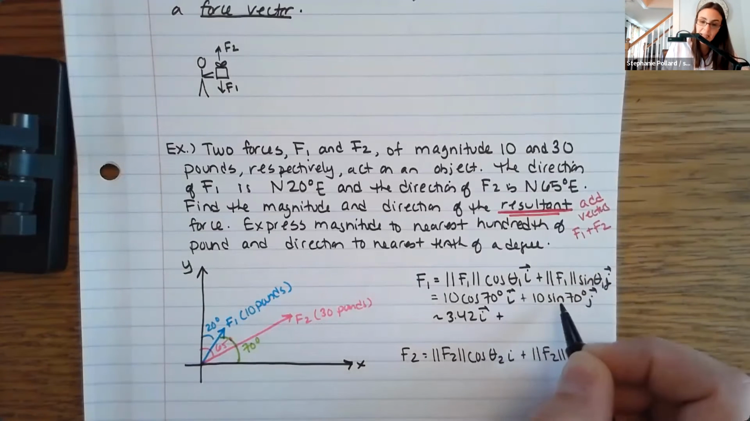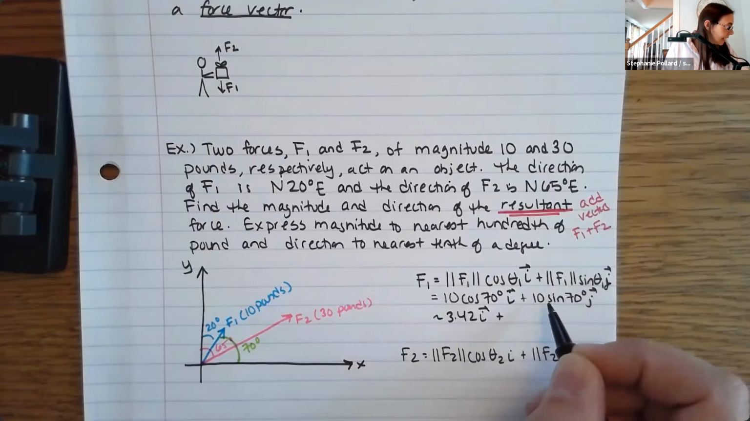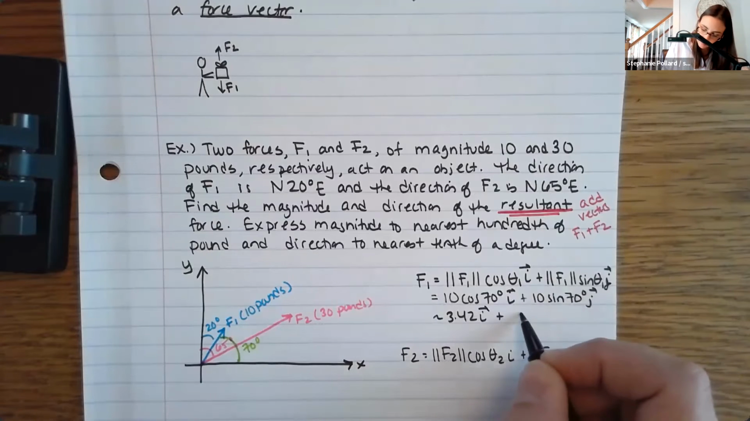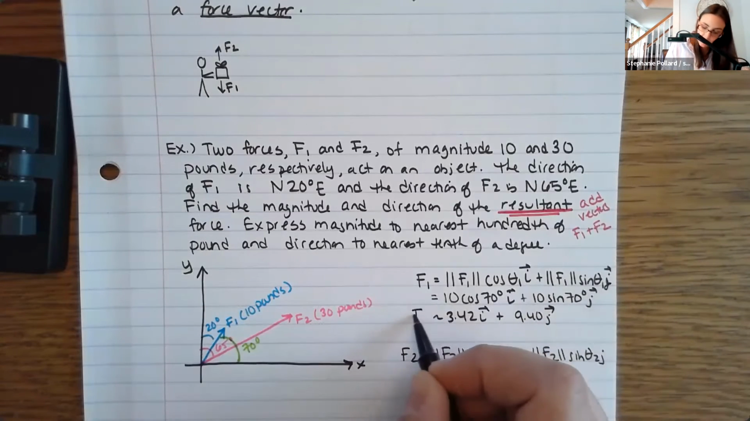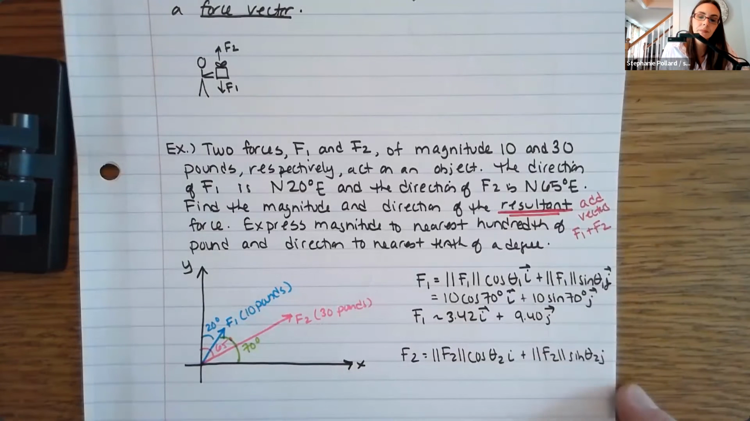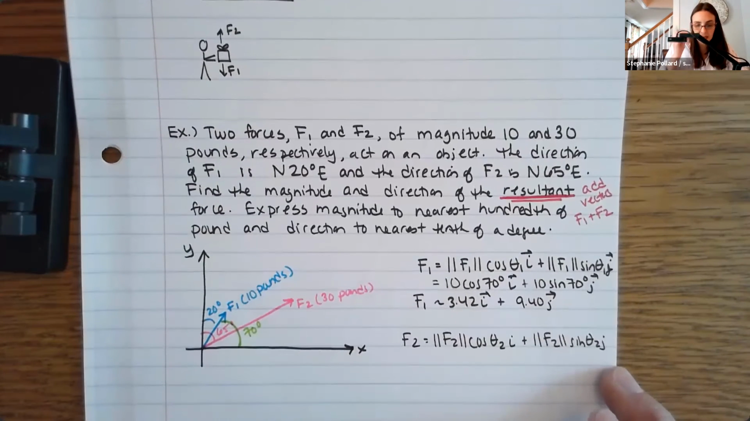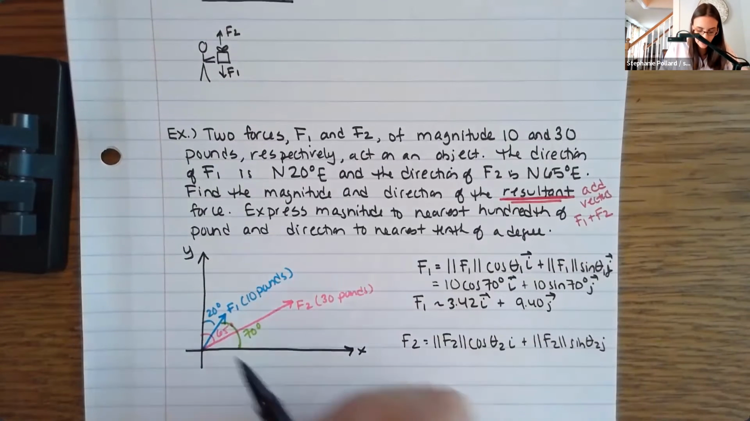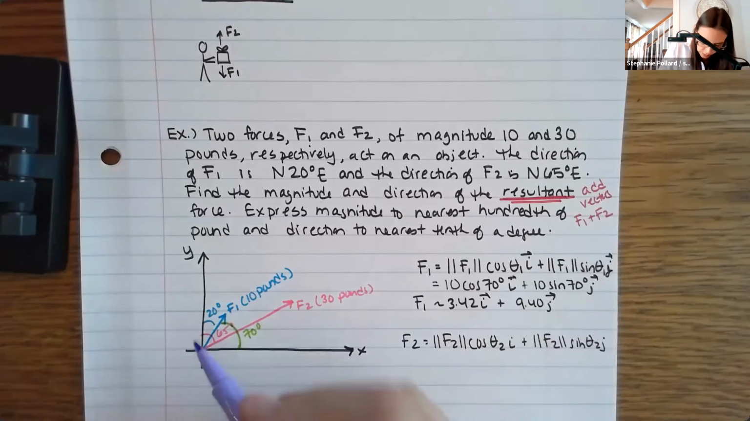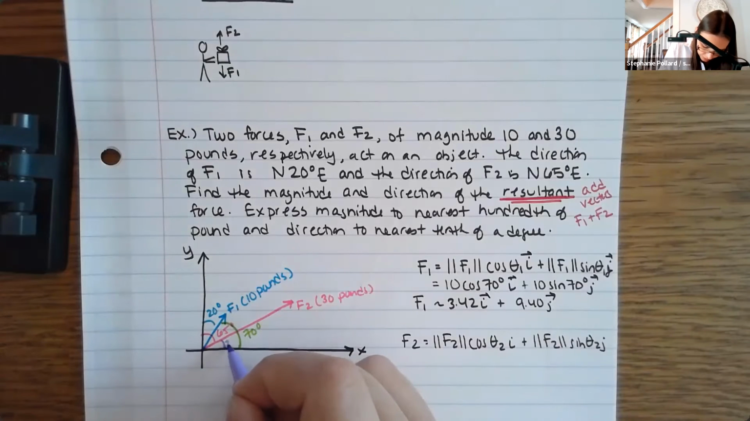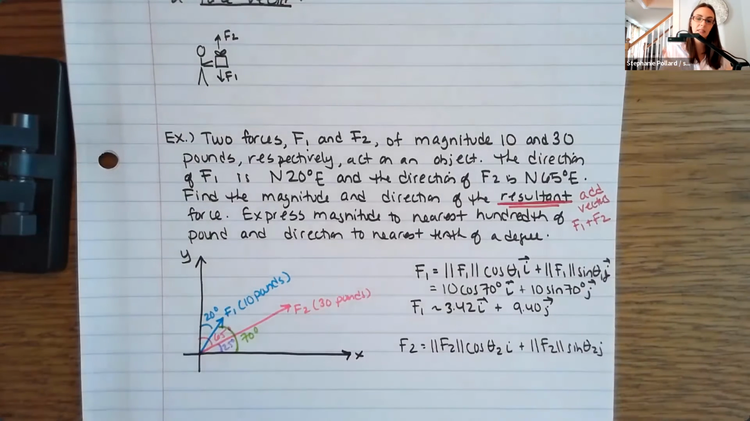And then here, sine of 70 degrees times 10 is about 9.40. So that would be my first vector. For my second vector, here I'm looking at that angle of 65. So the one opposite that I'm using is going to be this one here, and I'm trying to fit it in there. That would be 25 degrees because 65 plus 25 would be 90.